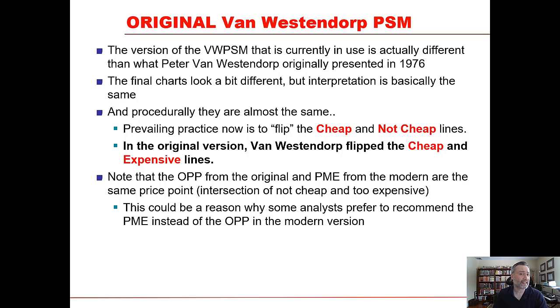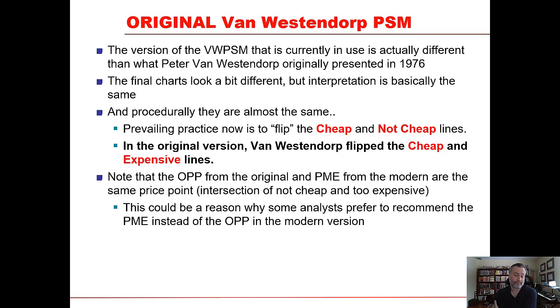They're not the same lines, but the points of intersection have the same names. We're not going to spend a lot of time on the original. I'm going to show it to you, and it's more for historical purposes, I guess, and for you to understand maybe why we interpret the PME a little bit differently in the modern version than you would think based on the names of the points.